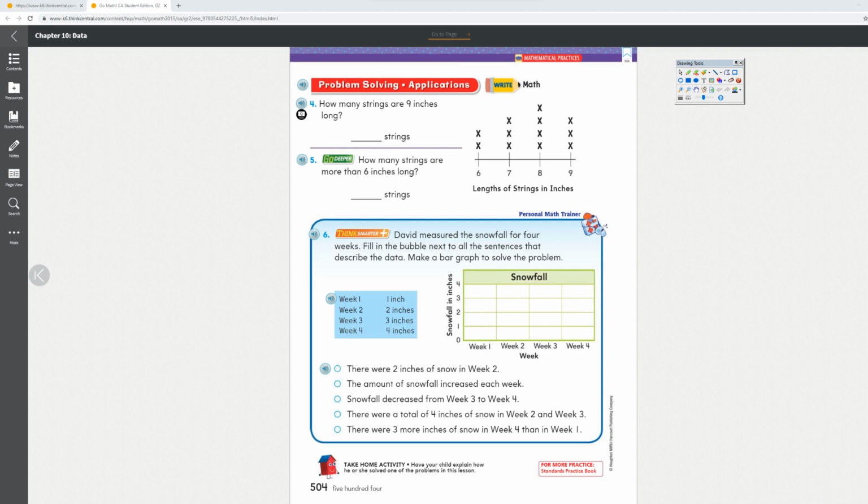Class, we are now on page 504. Problem solving applications. Number 4. How many strings are 9 inches long?